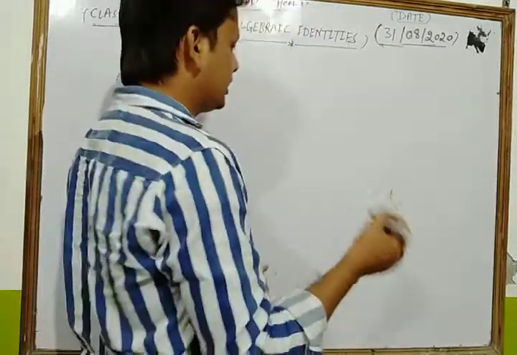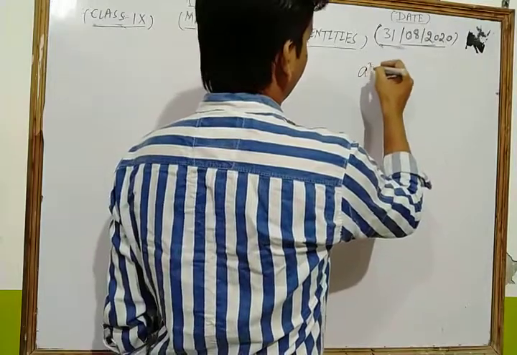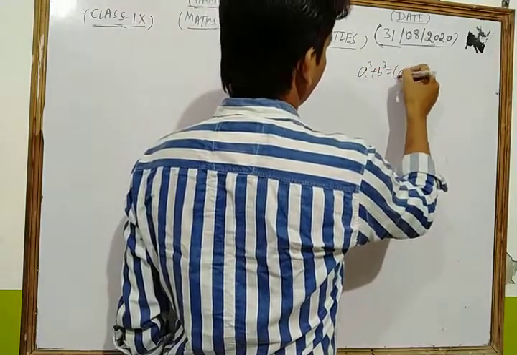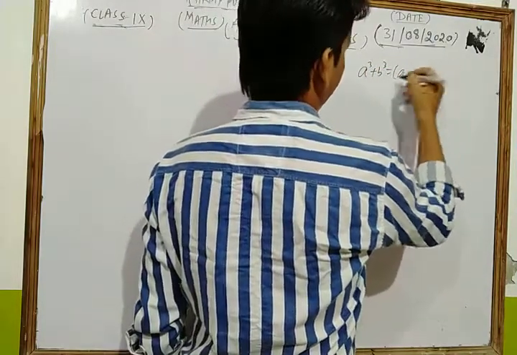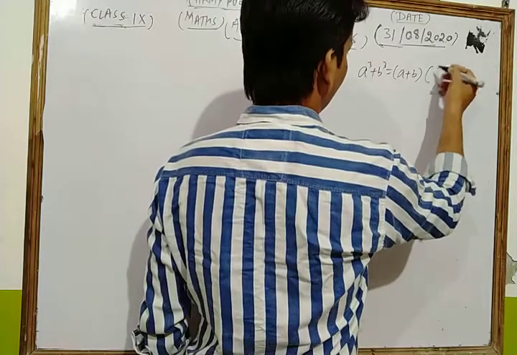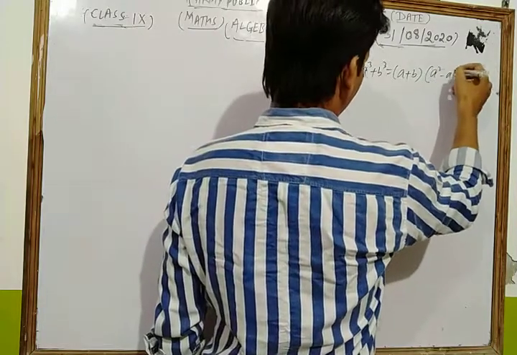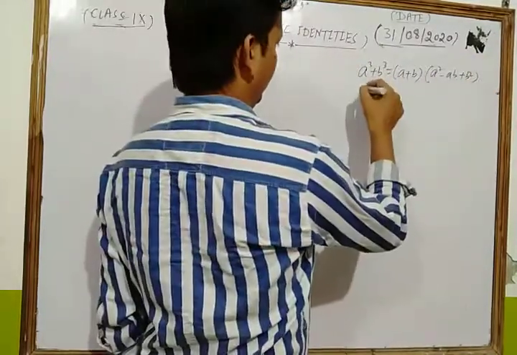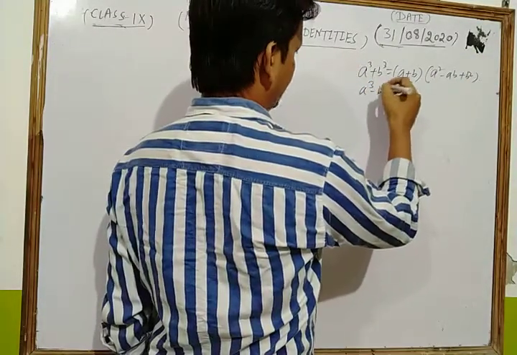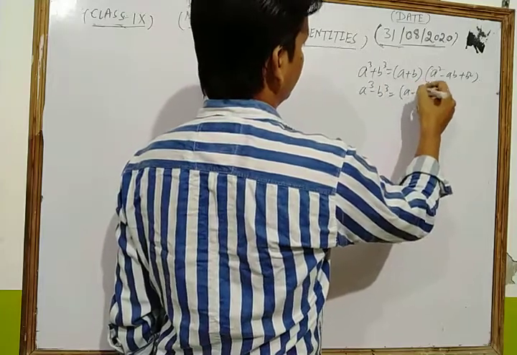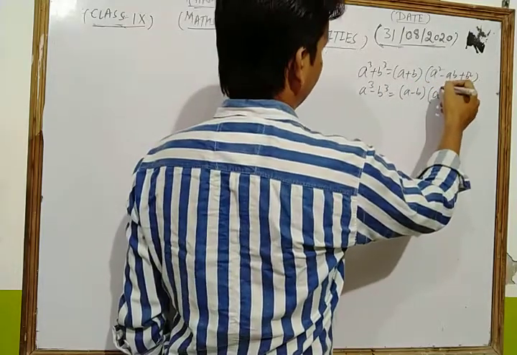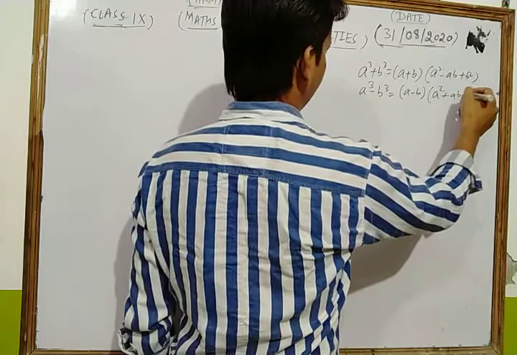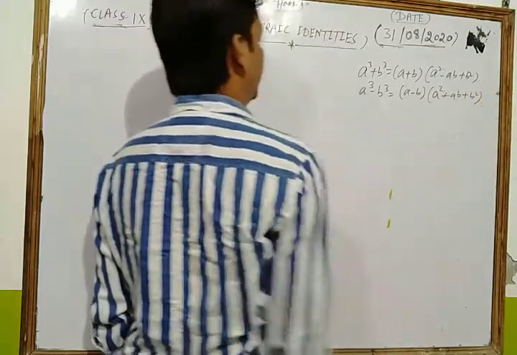Today we discuss the identity for a cube plus b cube. As you know, it is a plus b in one bracket, and in another bracket a square minus ab plus b square. Similarly, a cube minus b cube is a minus b in one bracket, and in another bracket a square plus ab plus b square.